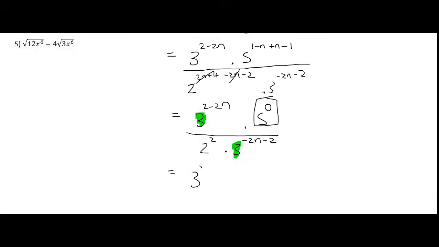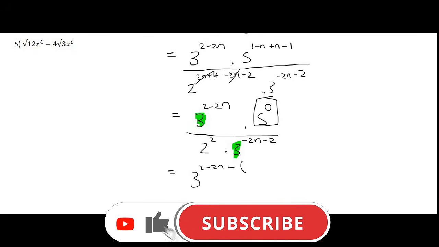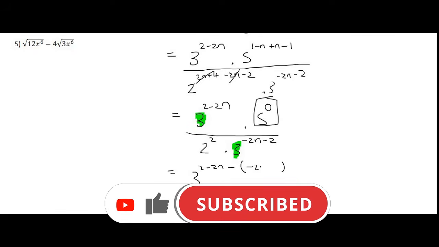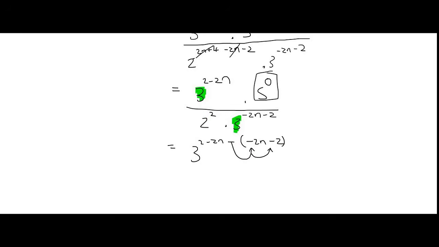So for that 3, we have 2 minus 2n. Then we're going to minus whatever's at the bottom, and that's the minus 2n minus 2. Notice I've put it in a bracket because this minus over here is going to go into each of those terms and it will change the sign. Then we said that 5 to the 0 is just 1.